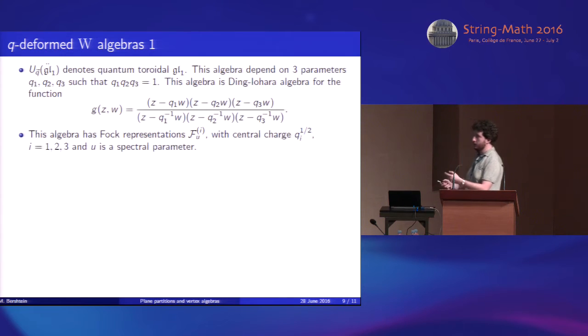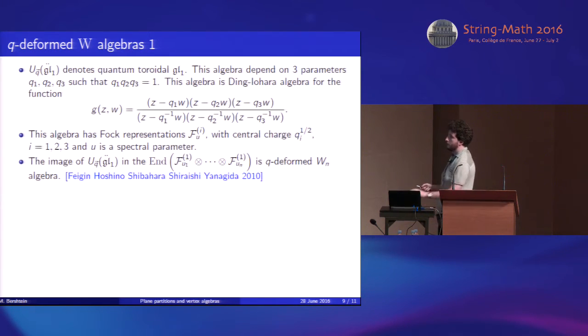These are the simplest representations. If you want to have more difficult representations, one can take tensor products. For example, first take tensor products of representations of one type. Geometrically, this corresponds to the K-theory of U1 instantons on C2. And the image of this algebra in the endomorphisms of such a model is the Q-deformed Wn algebra.